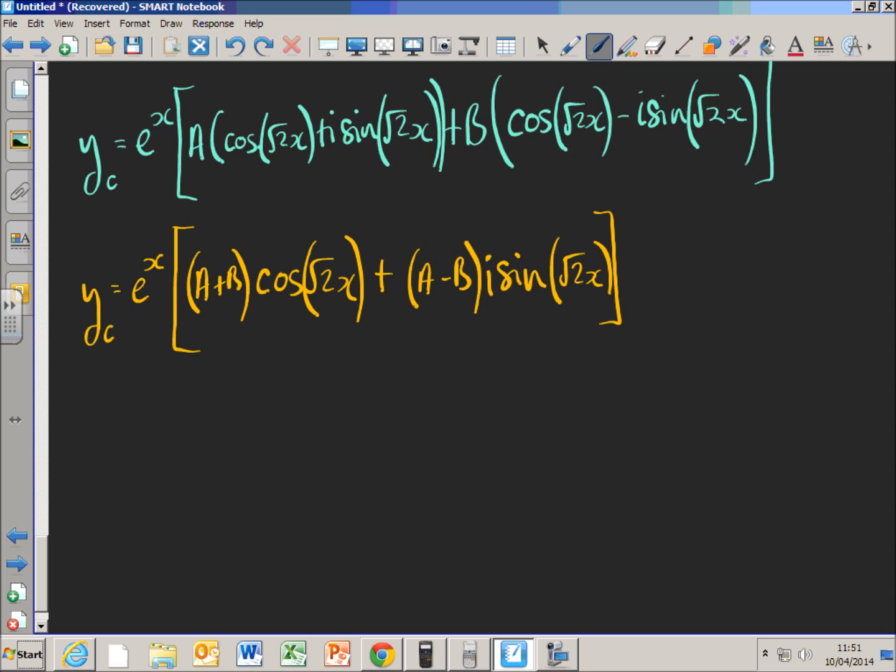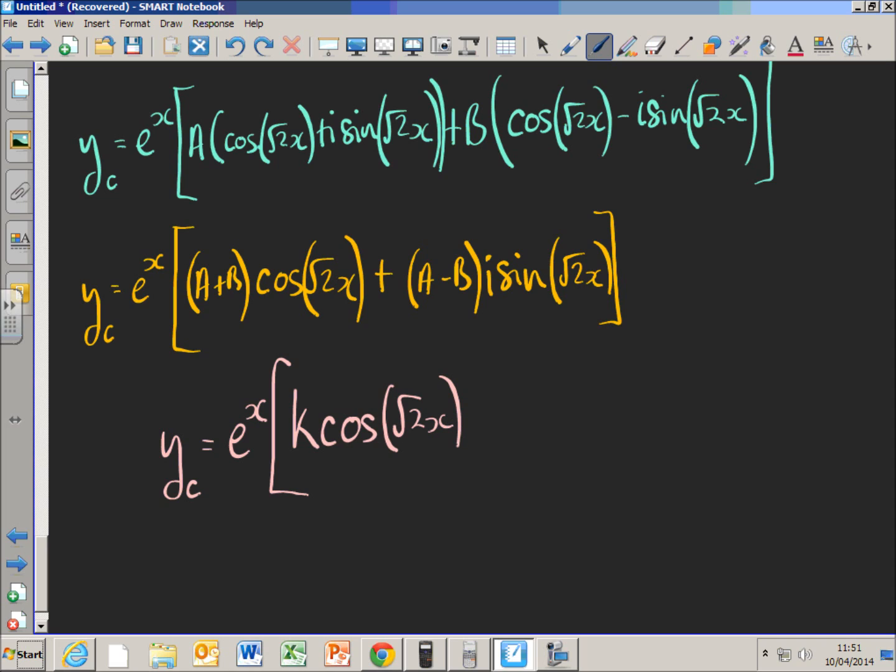Now, a plus b is a constant, so should we just call it something else? C? Or should we call it new a or something like that? What do you want to call it? K. Yes, okay, so a plus b is a constant, so I'll just call it a new constant.